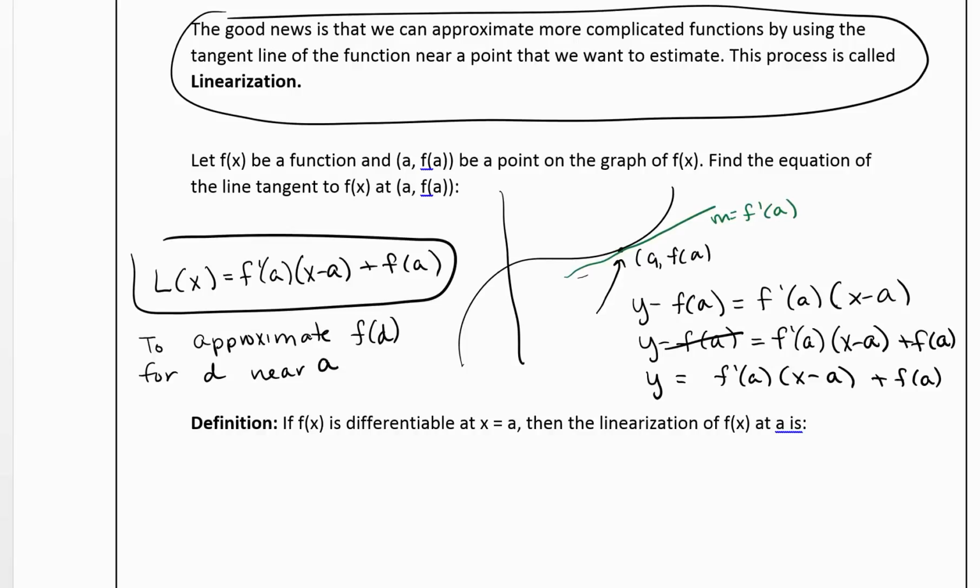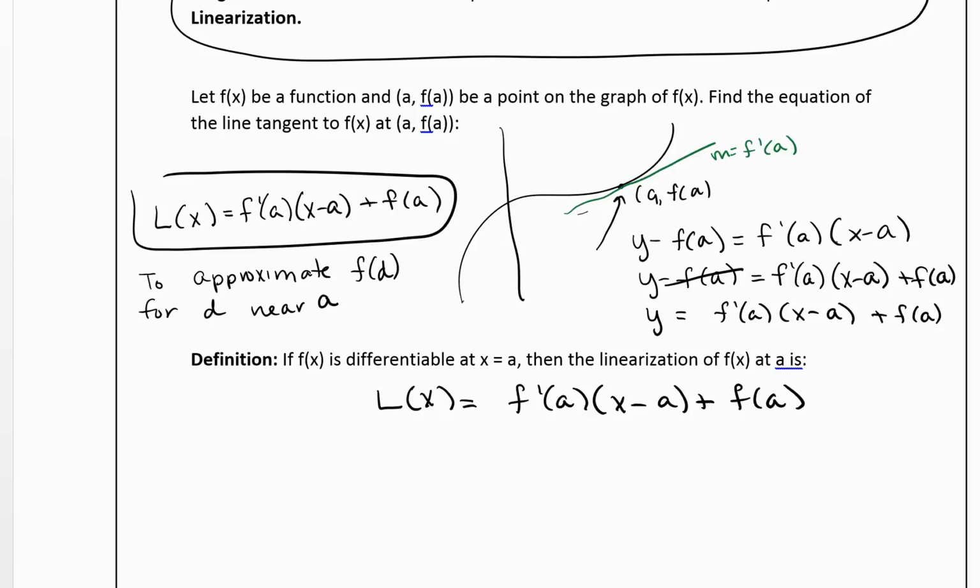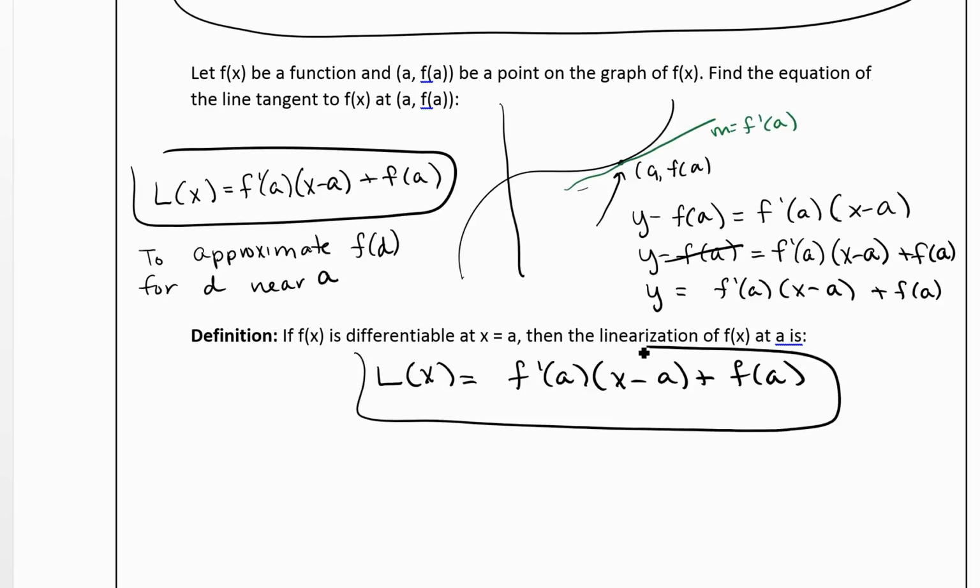Okay, so this linearization is actually what I wrote right here. We say the linearization is f prime of a times x minus a plus f of a. Okay, and that's the formula we'll be using to approximate things.